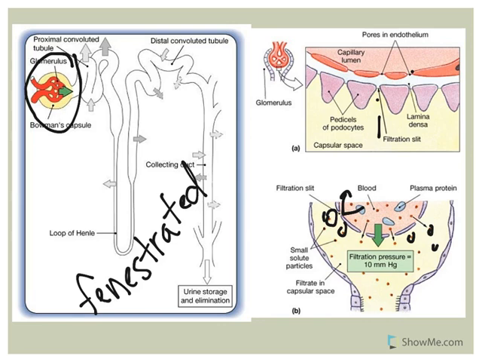So what determines the rate of glomerular filtration? Now what you'll notice here is this filtration pressure is 10 millimeters of mercury. So how did we get it? It's very similar to what we talked about with Starling's law of bulk fluid flow. We're going to review that in a little bit.